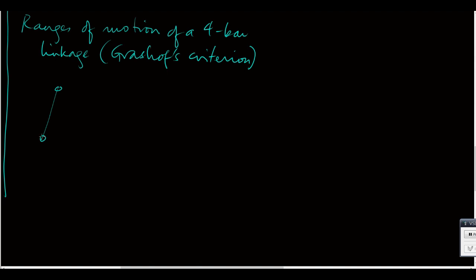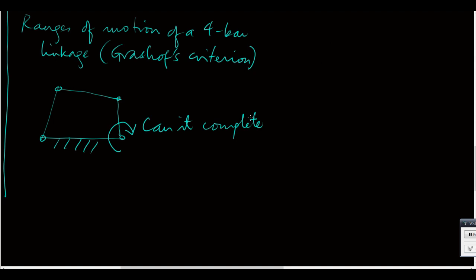Now let's say I am working with a 4-bar linkage. Many mechanisms are 4-bar linkages. Now under this condition, let's say I want to drive one of these with a motor and make it go round and round. So I'm going to fix one of these and I want to know, can it complete a full revolution? Right? So this is clearly an important problem. It has practical implications. So we will study this, and the way we will do this is like this.